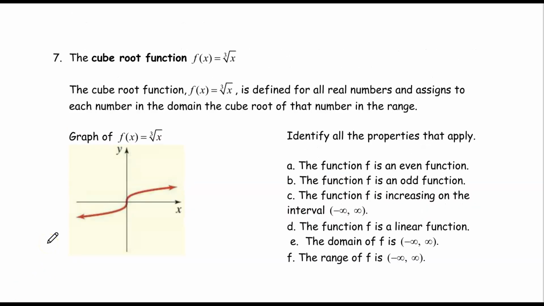Next is the cube root function. The cube root function is given by the expression f of x equal to cube root of x. Now, the cube root function is defined for all real numbers, and it assigns each number in the domain the cube root of that number in the range. So as you can see here, the domain of this function is the set of all real numbers, and also the range is the set of all real numbers. The function is not linear, it's nonlinear.